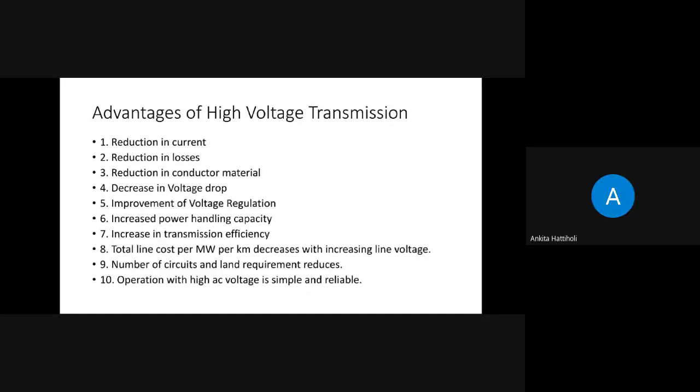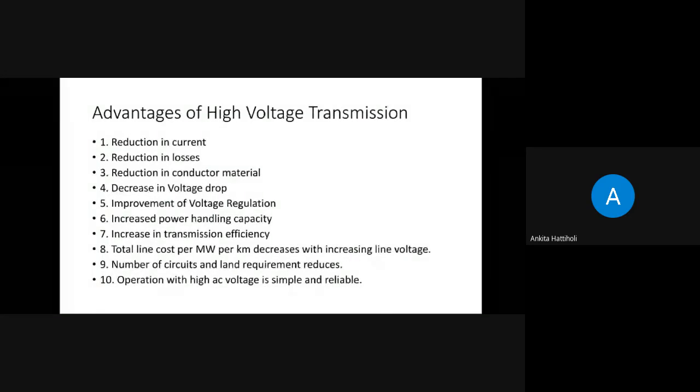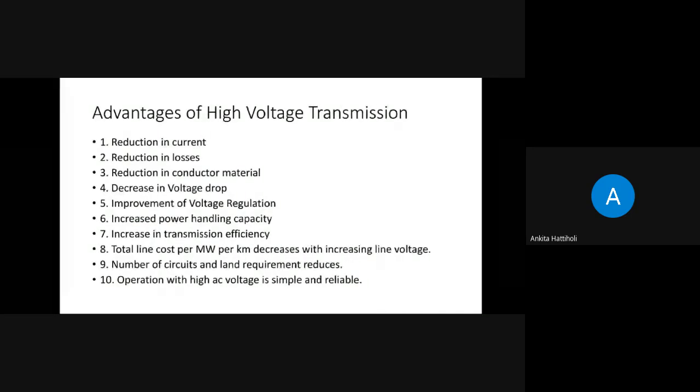Whatever I said, there is a respective deduction for each of the points. Reduction in current I showed you, reduction in losses also we showed you. Now for reduction in conductor material also, there is a small and very easy deduction. So we will go point by point regarding this. This question is very important: what are the advantages of high voltage transmission, and why are we writing these points? Because there is a deduction for each one of them.